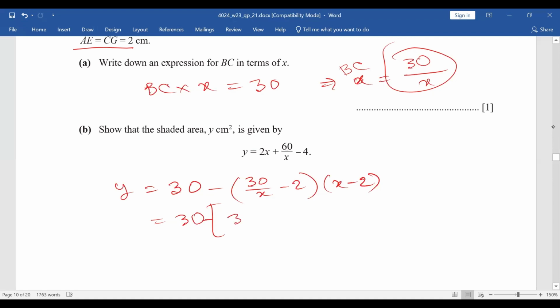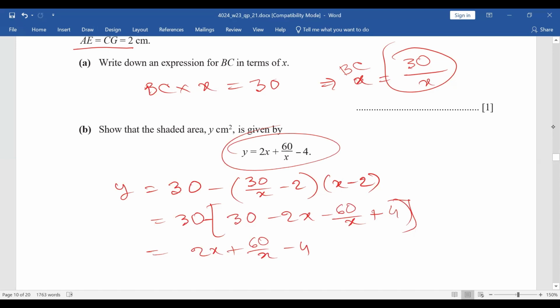The x will cancel out, giving 30 minus 2x minus 32 is 60, 60 by x, minus minus plus 2 to the 4. 30 minus 30 will be cancelled out, leaving 2x plus 60 by x minus 4. So we have shown that the shaded area y centimeters squared is given by twice x plus 60 by x minus 4.